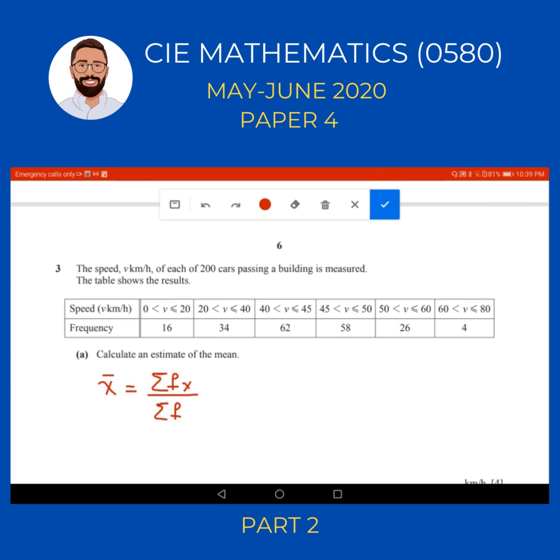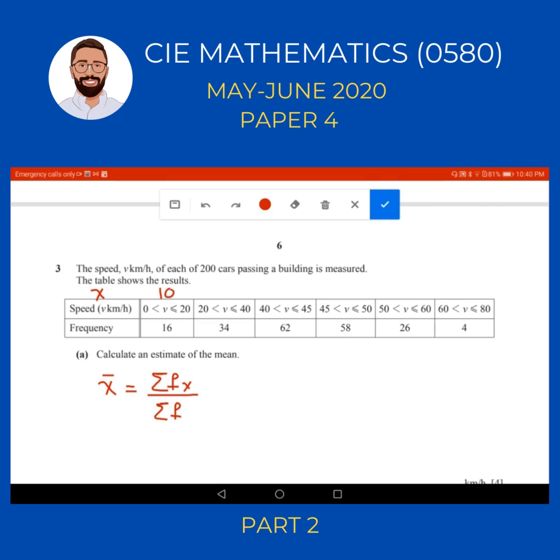So what's the summation fx? Now f is the frequency and x is the midpoint. Now how can I find the midpoint of each class? For example, for the first class, which is v between 0 and 20, to find the midpoint, I need to add the lower bound to the upper bound, and then divide the answer by 2. So 0 plus 20 over 2 is 10. So the midpoint here is 10.